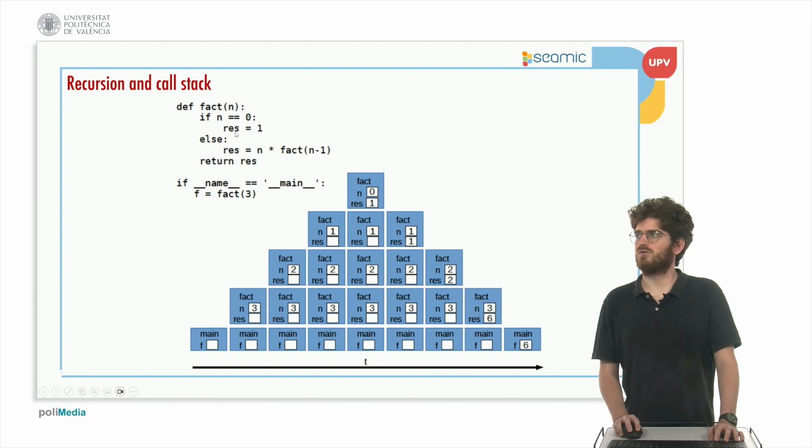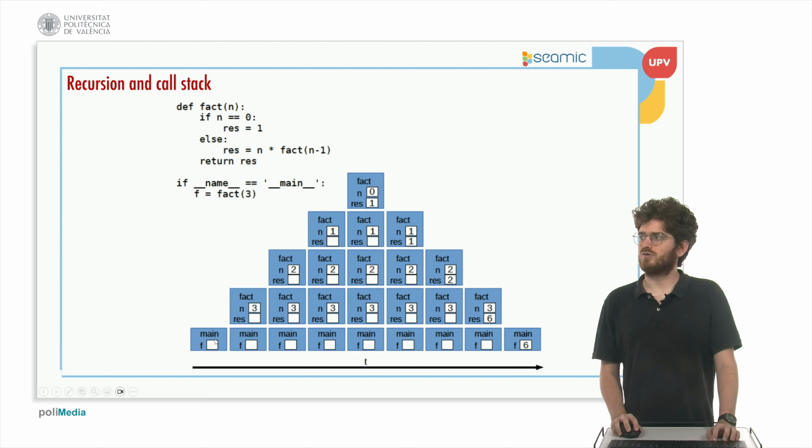When it's equal to 0, the result is 1, and when it's not equal to 0, the result is n times the recursive call. And then we finally return the resulting value. And if we were to call, for example, the factorial of 3, we will start with a call stack with the main function in it, with the main execution of the module.